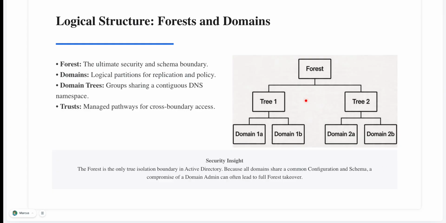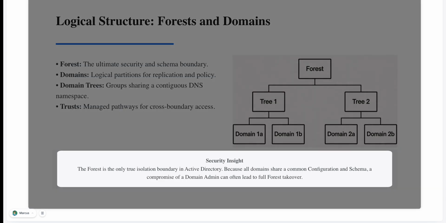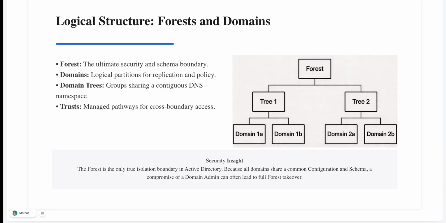As you can see in this visualization, domains can be grouped into trees when they share a contiguous namespace. These entities communicate through trust relationships, which facilitate cross-domain resource access, but they also create potential paths for lateral movement. Here is the critical security insight. From an attacker's perspective, the forest is the only true isolation boundary. While domains provide organizational structure, they do not offer complete security isolation from a compromised forest admin. We must keep this hard perimeter in mind as we design our defenses.